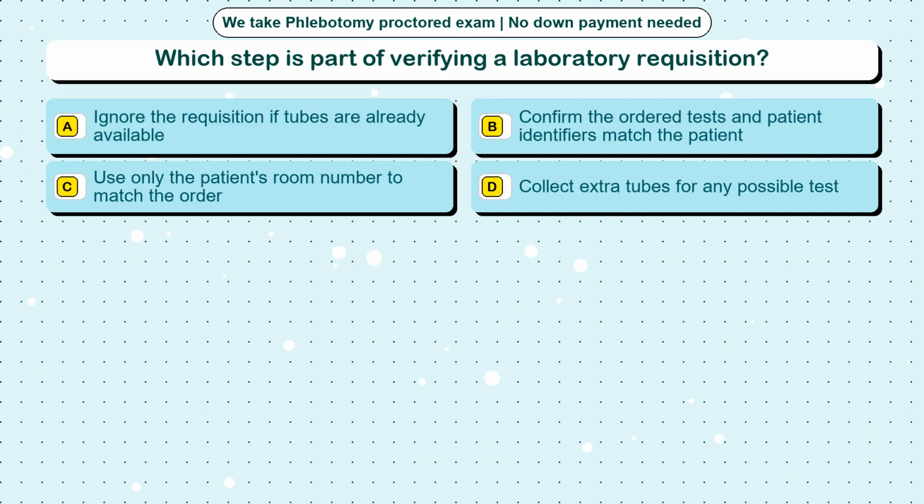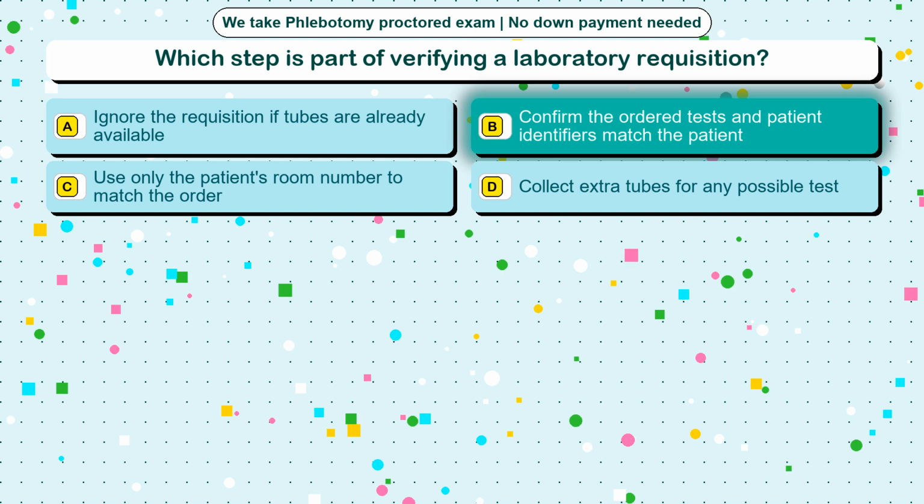Question 45. Which step is part of verifying a laboratory requisition? Option A. Ignore the requisition if tubes are already available. Option B. Confirm the ordered tests and patient identifiers match the patient. Option C. Use only the patient's room number to match the order. Option D. Collect extra tubes for any possible test.